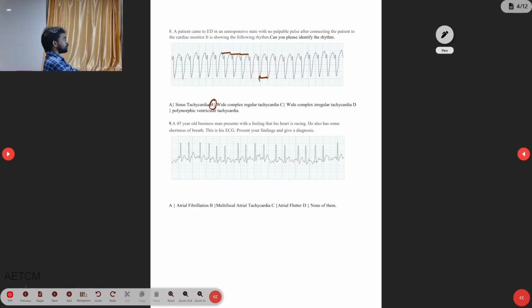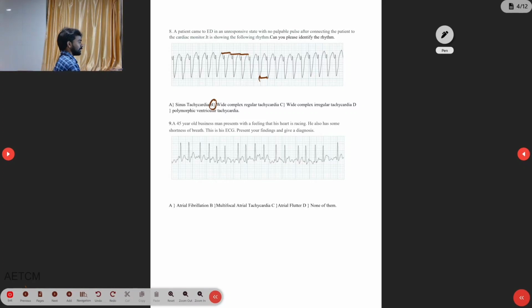Let's move on to the 9th question. A 45-year-old businessman presents with a feeling that his heart is racing. He also has some shortness of breath. This is his ECG. Present your findings and give a diagnosis. The options for this 9th question are atrial fibrillation, multifocal atrial tachycardia, atrial flutter, and none of them.